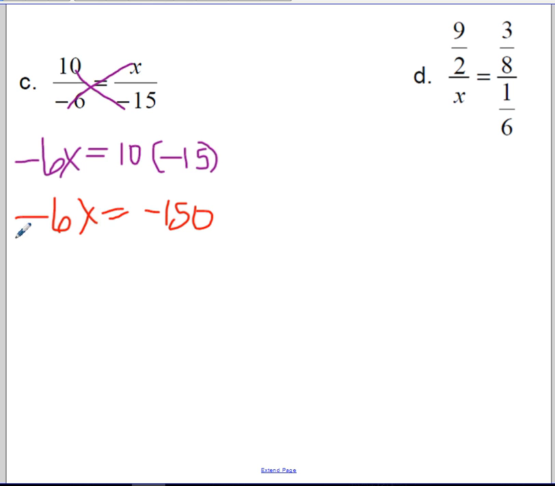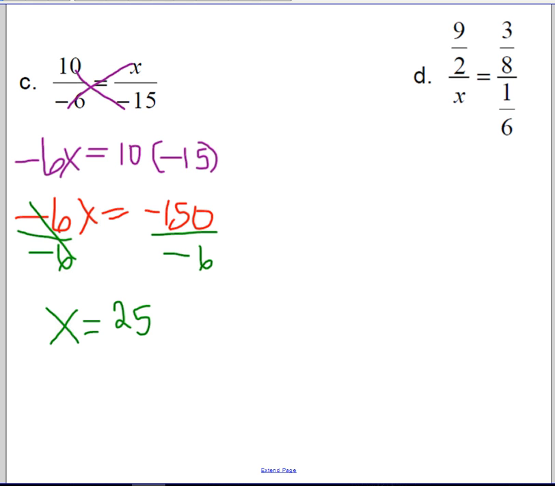And then our last step is to divide both sides by the negative 6 to get rid of the multiplication. And here, x is equal to 25. Notice it's positive because we had a negative divided by a negative.